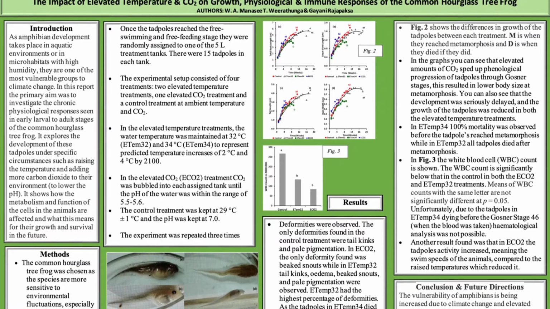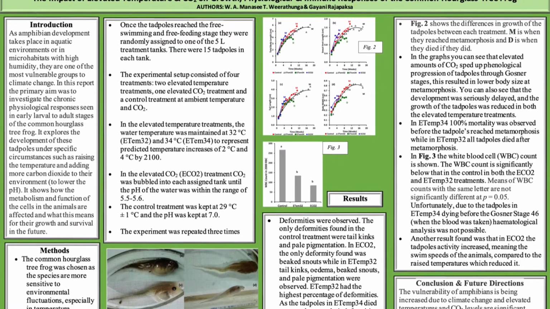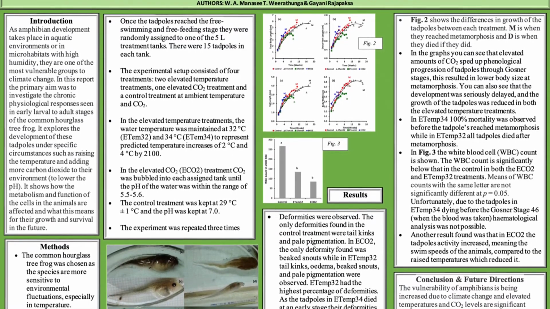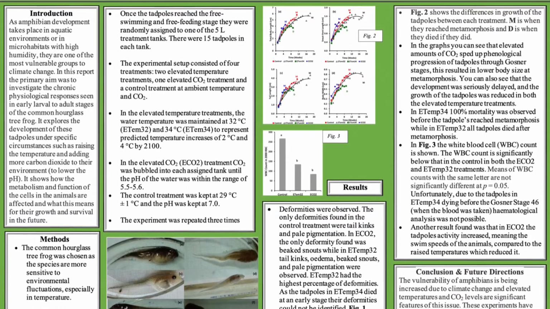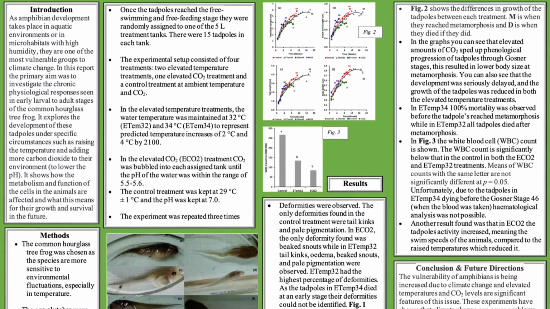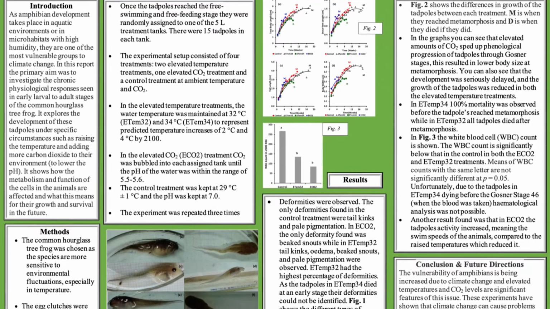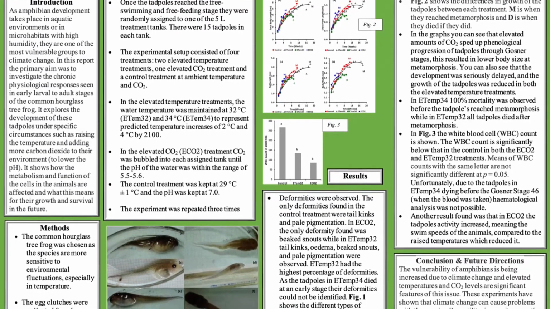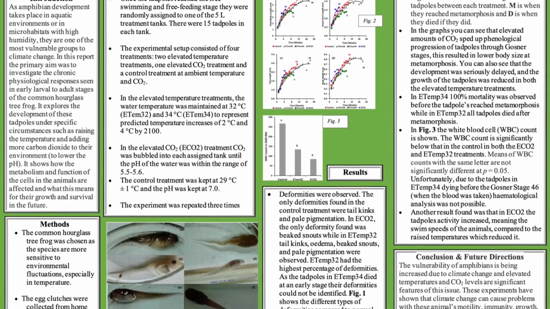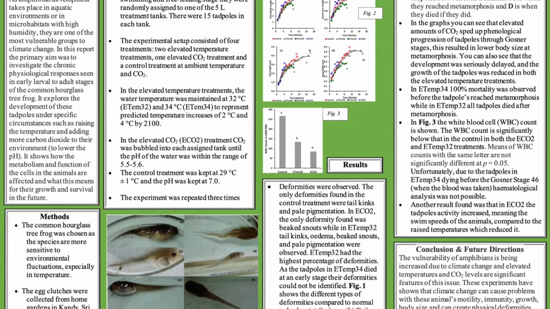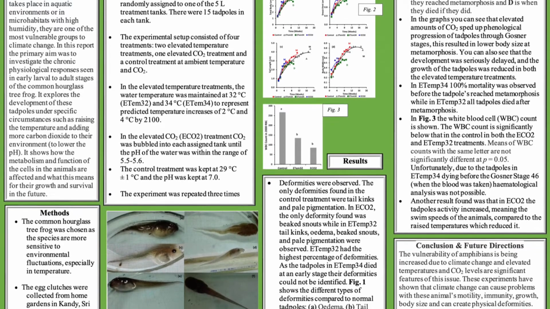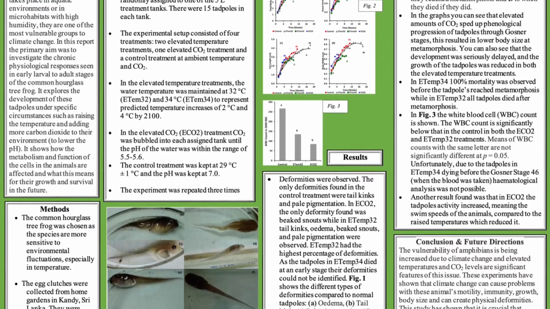The experimental setup consisted of 4 treatments, 2 elevated temperature treatments, 1 elevated carbon dioxide treatment, and a control treatment at ambient temperature and carbon dioxide. In the elevated temperature treatments, the water temperature was maintained at 32 degrees Celsius, referred to as ETEM32, and 34 degrees Celsius, referred to as ETEM34, to represent the predicted temperature increase of 2 degrees and 4 degrees by 2100.